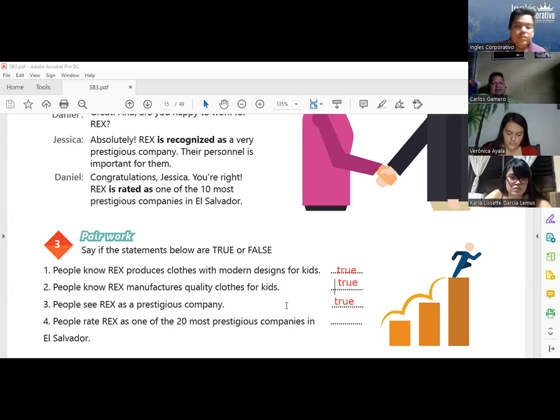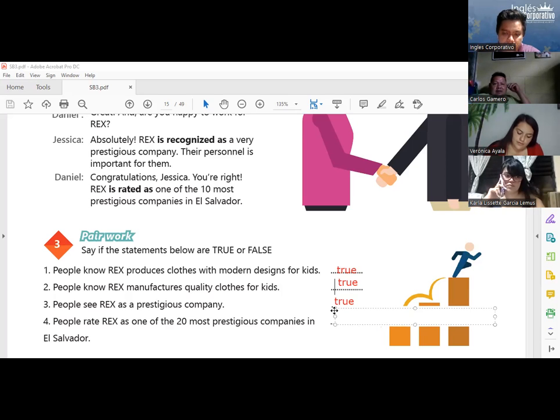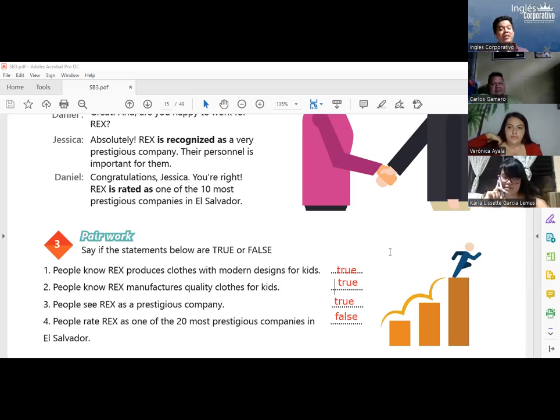Okay, básicamente se conocía como una prestigia. There you go. People rate Rex as one of the 20 most prestigious companies in El Salvador. Is that true or false? False. Why false? ¿Por qué falso? The 10 most prestigious. Because in the conversation it talks about the top 10, right? And in here it says as one of the 20 most prestigious companies, right? And it has to be not like that, okay? It has to be as the way it is.